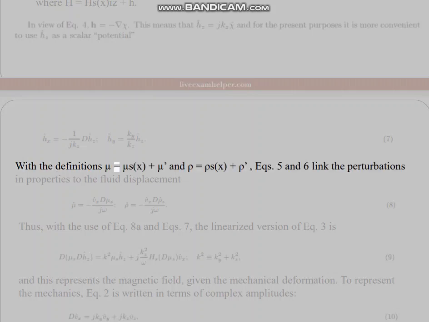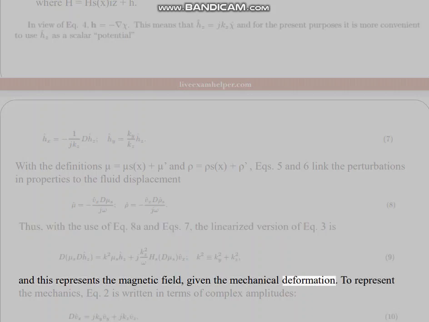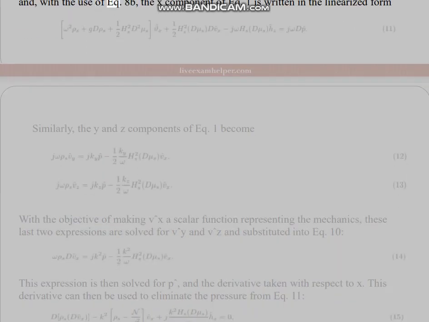With the definitions mu equals mu_s(x) plus mu_m(x) and rho equals rho_s(x) plus rho_m(x), Eqs. 5 and 6 link the perturbations in properties to the fluid displacement. Thus, with the use of Eq. 8 and Eq. 7, the linearized version of Eq. 3 is given, and this represents the magnetic field, given the mechanical deformation. To represent the mechanics, Eq. 2 is written in terms of complex amplitudes, and, with the use of Eq. 8b, the x component of Eq. 1 is written in the linearized form.